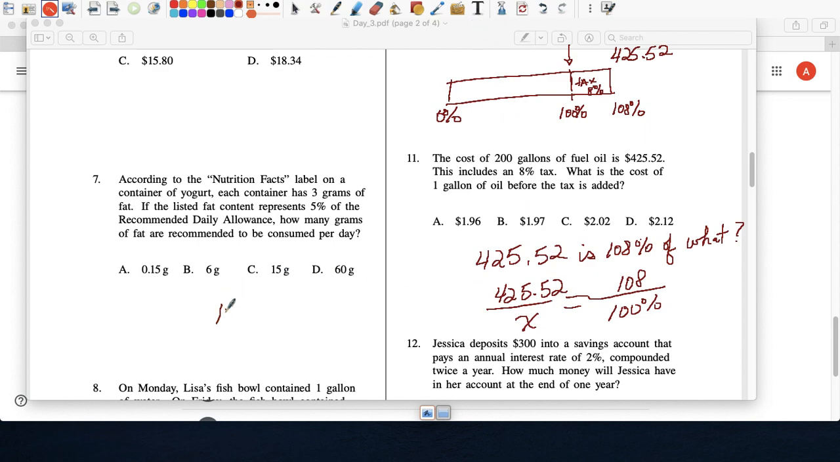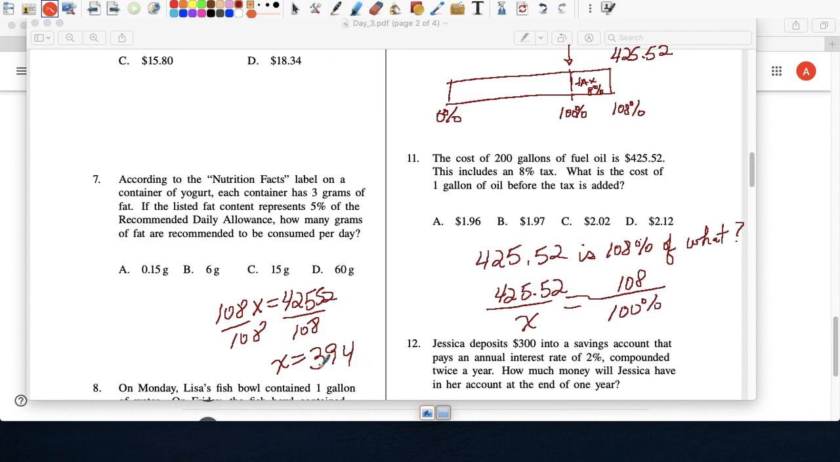We get 108x. And if you multiply that by 100, you move the decimal to the right, so you get 42,552. We're going to divide that by 108 on both sides. And x equals 42552 divided by 108 equals 394.